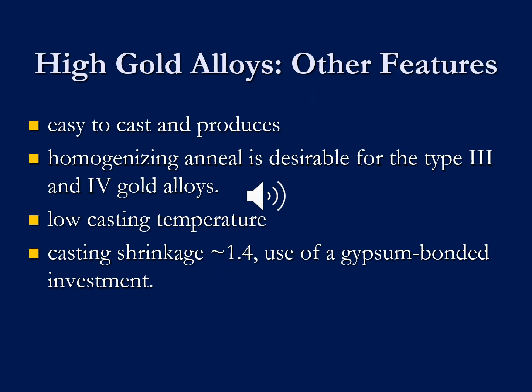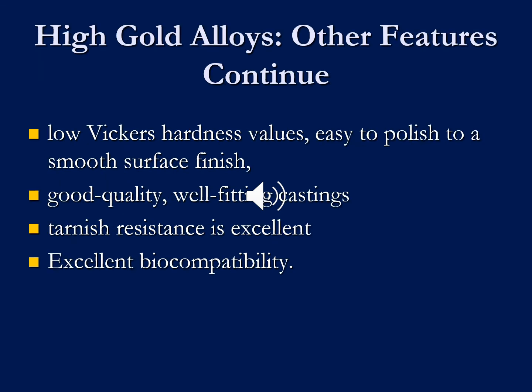Other features for high gold alloys: they are easy to cast and produce. Homogenizing anneal is desirable for the type 3 and type 4 gold alloys. They have low casting temperatures, and the casting shrinkage allows use of a gypsum bonded investment. Also, low Vickers hardness values, easy to polish to a smooth surface finish. They have good quality, well-fitting castings. Tarnish resistance is excellent, and excellent biocompatibility.